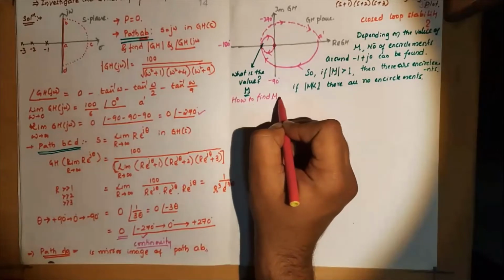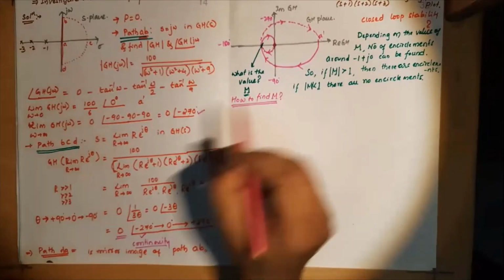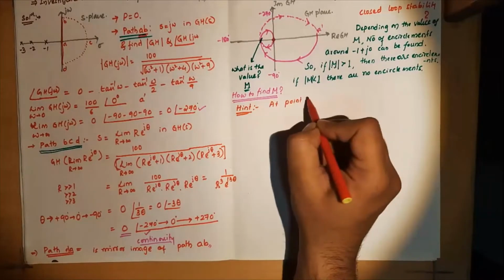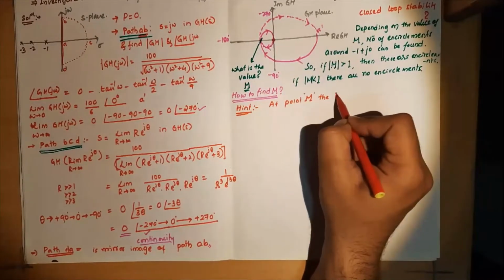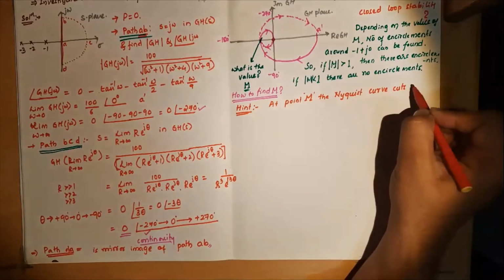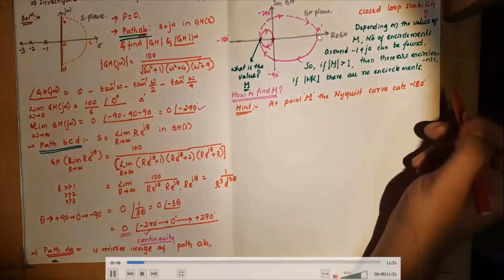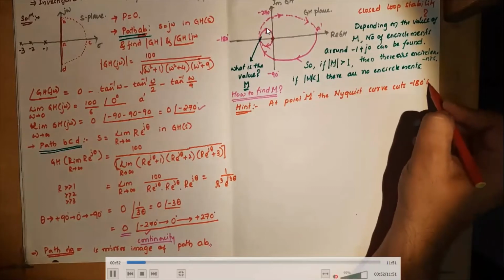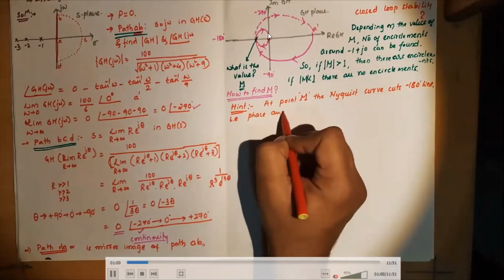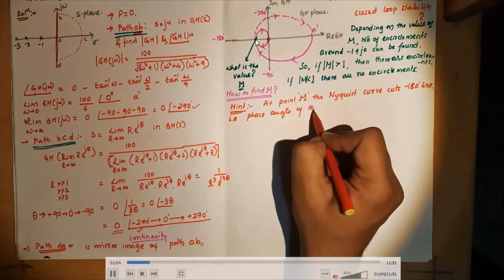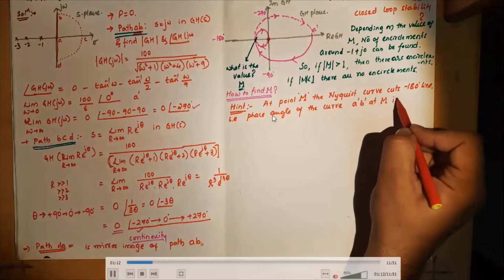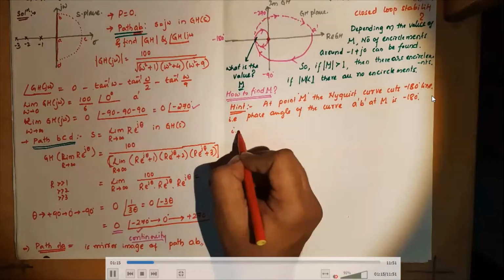So the question now is how to find M. So there is one hint. One hint is at the point M, the Nyquist plot curve cuts the minus 180-degree line. Okay. So this approximated curve, which is starting from A dash and ending at minus 270 degree, has to pass through minus 180 degree. So it will cut the minus 180 degree line. Okay. So at point M, the Nyquist plot cuts the minus 180 degree line.